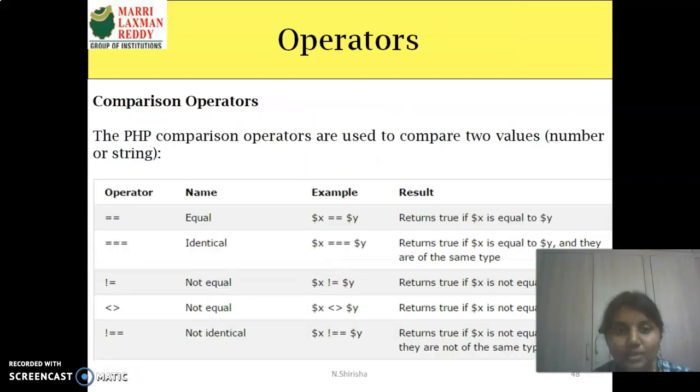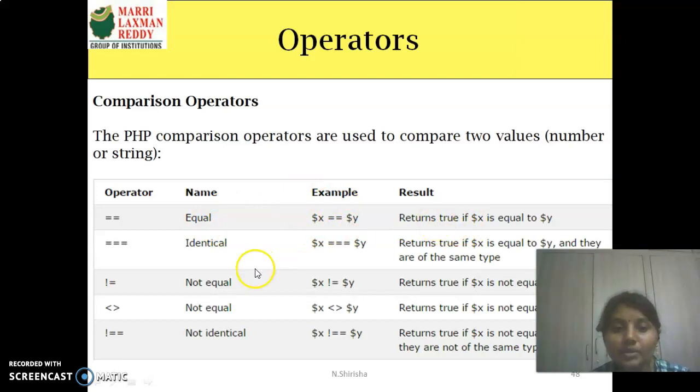Okay, so comparison: double equals to, triple equals to, not equals to, and not identical. Here, double equals to and triple equals to, what's the difference? Double equals to just checks whether the given values are the same or not. Suppose x equal to 2, y equal to 3. If you give x double equal to y, it will just check whether the values are the same or not. In this case it is false, so it is not true. If x is equal to 2 and y is also equal to 2, then both have the same value, so it returns true, right?